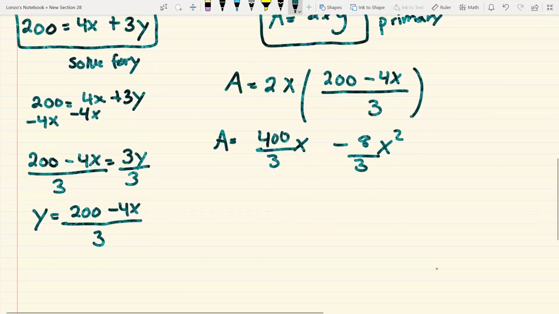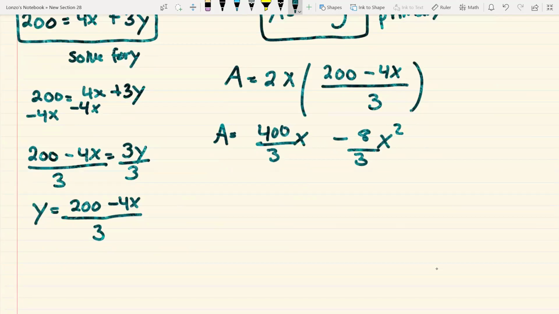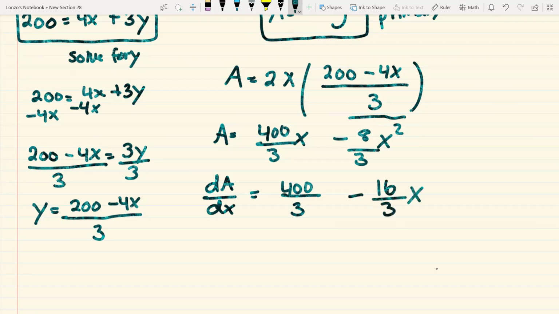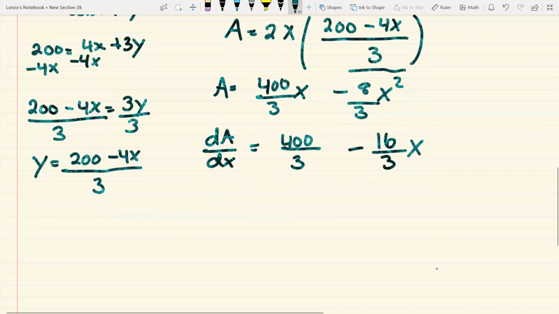Now what we're going to do is find our critical value. So we have to take the derivative and set it to 0. Let's take the derivative with respect to x. On the left, the derivative with respect to x would be dA over dx. Over here, the derivative of 400 over 3 x is just 400 over 3. We don't have to put dx over dx because that becomes 1. And then the derivative of this, applying the power rule, would be negative 16 over 3 x. Go ahead and solve for x. So you're going to set dA/dx, or A prime, to 0.